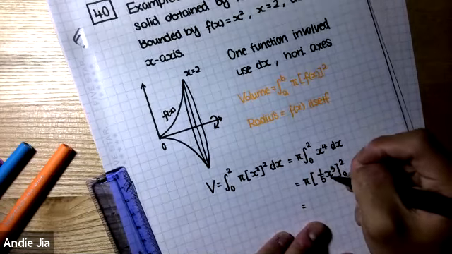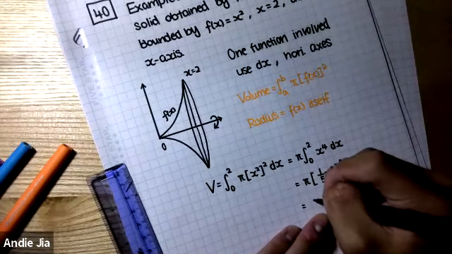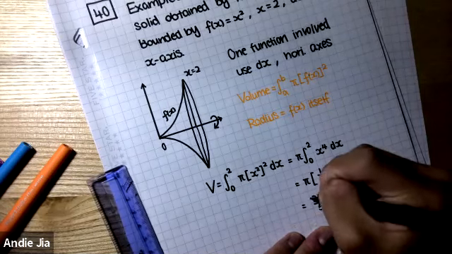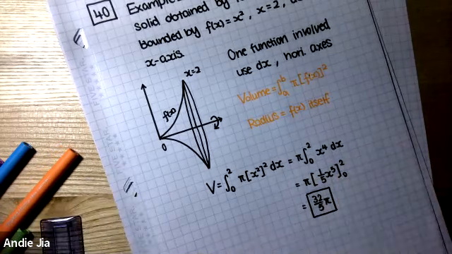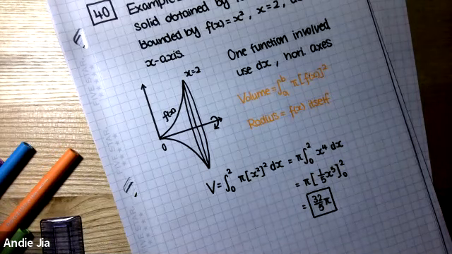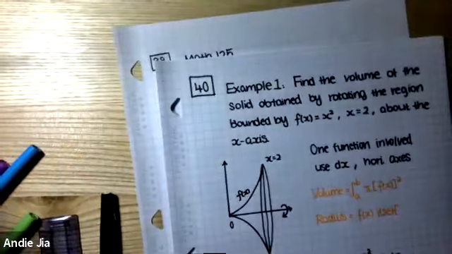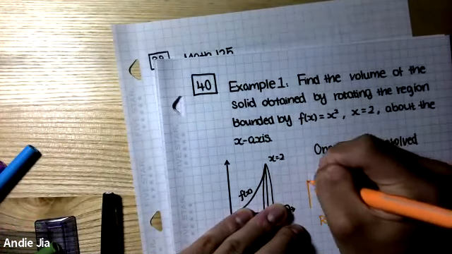Go to 64, 32. Here's the volume bounded by the x-axis, because it's a horizontal axis of rotation. Here's the volume bounded by one curve. There's only one curve.